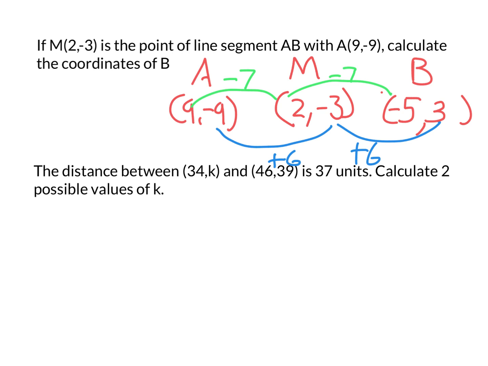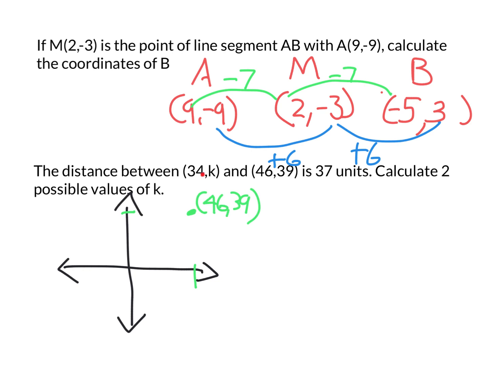All right, this next question tells us the distance between (34, k) and (46, 39) is 37 units. Calculate two possible values of k. So we're going to use the idea behind the distance formula, or the length of a line segment. So you may wish to draw this, you may not. Let's look at what it would look like if I drew this. So again, I'm not going to be super accurate and ruler up my Cartesian plane, so it's (46, 39). So (46, 39) is going to be about there.